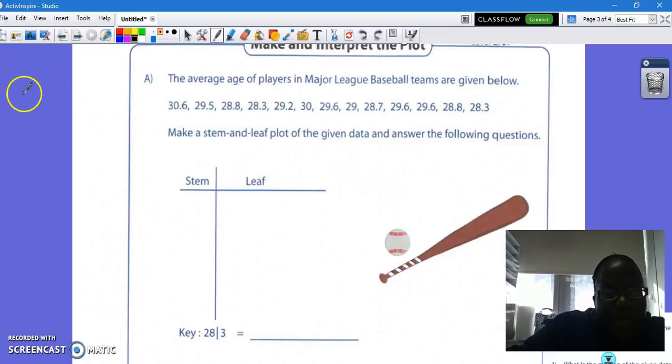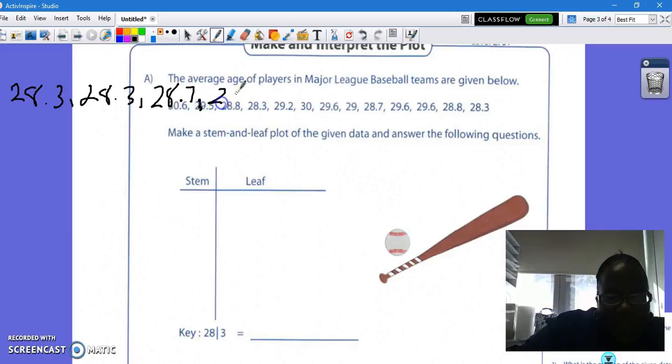All right, I'm going to start over here. My lowest number is 28.3. Then there's another 28.3, 28.7, 28.8, and there's a 28.9. Okay, that's it for the 28s. Then I am going to the 29s.